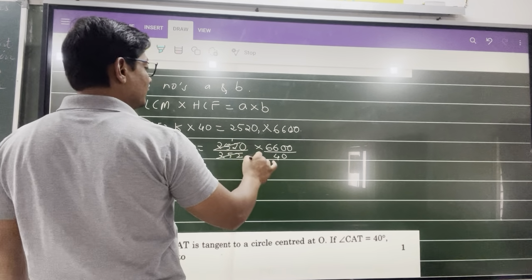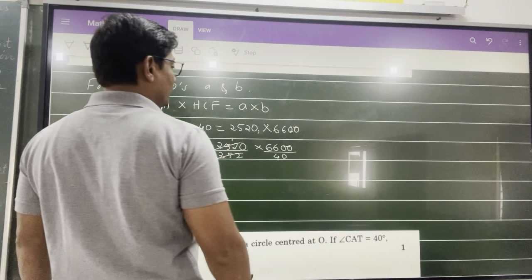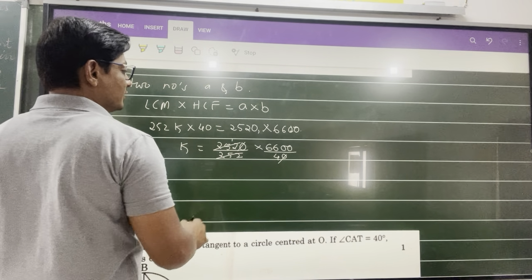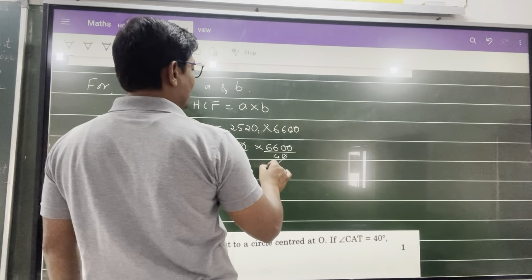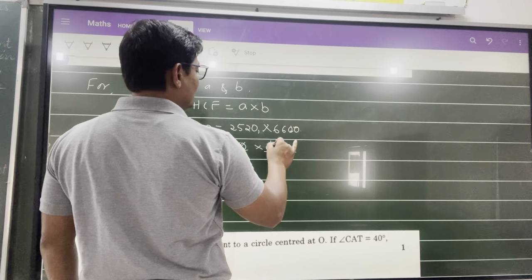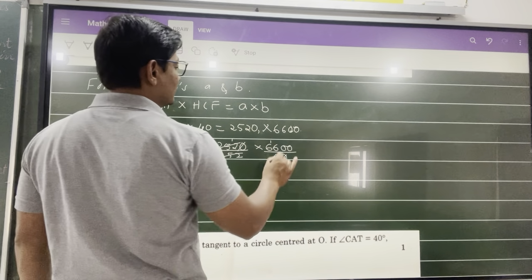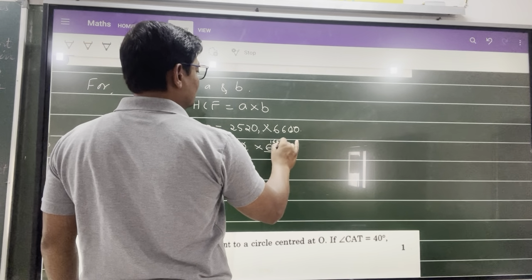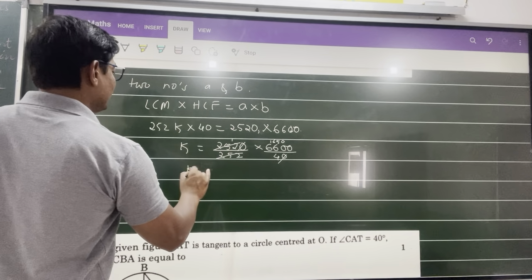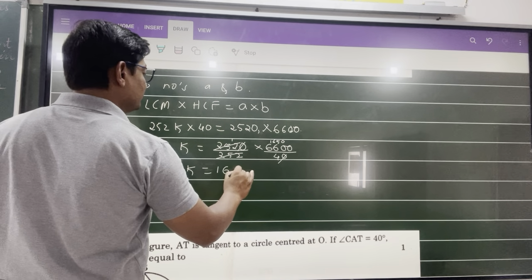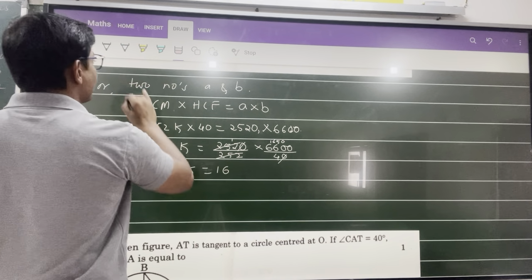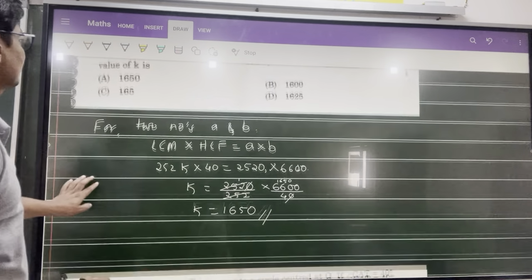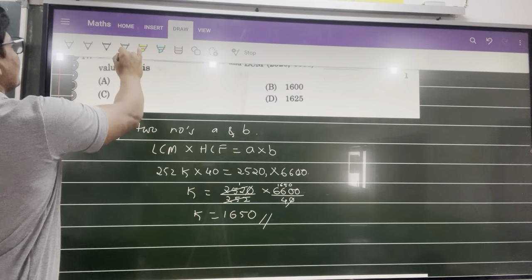So we'll get here 10, and here it is 40. So our 0 will cancel with this 0. So 6600 by 4. 4 ones are 4, remaining 2. 4 sixes are 24, remains 2. 4 fives are 20, then 0. Okay, 1650. So K equal to 1650. 1650 is the correct answer. Check the options. So it is option number A.